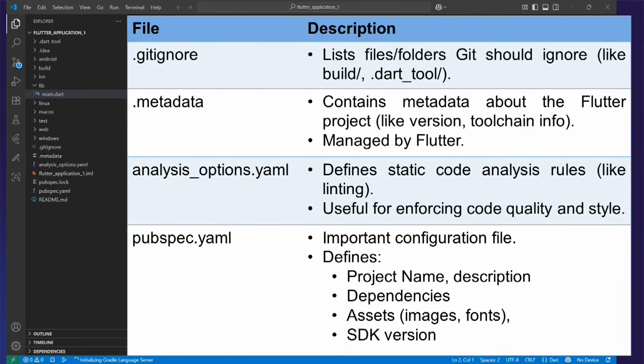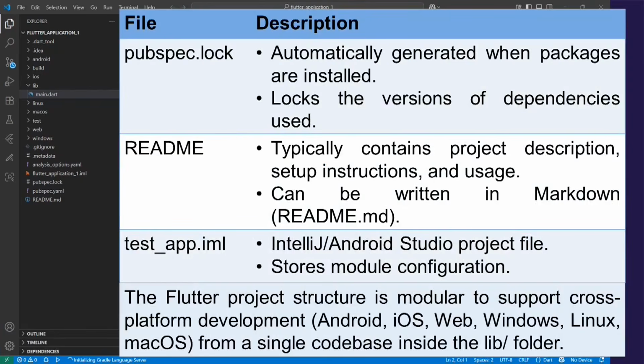Another important configuration file is pubspec.yaml, which defines your project name, description, dependencies, assets which may contain images or fonts, and SDK version. Then there is a pubspec.lock file, which is automatically generated when packages are installed and logs the versions of dependencies used. Then there is a readme file at the end.